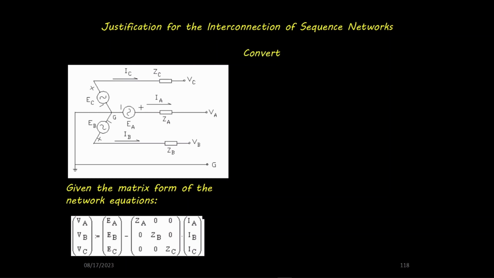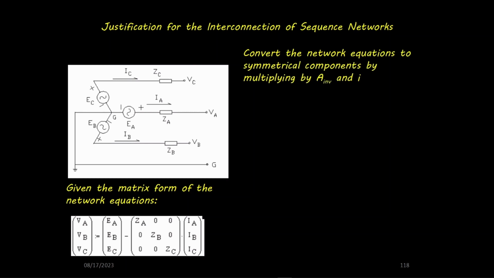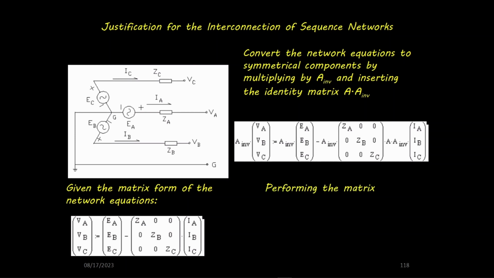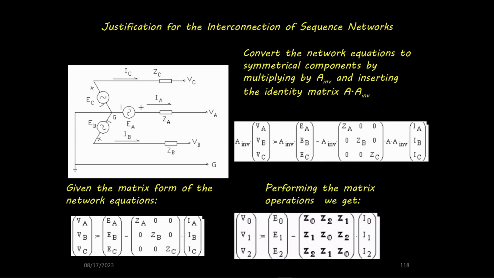We convert the network equations to symmetrical component equations by multiplying the network equation by A inverse and inserting the identity matrix A times A inverse between the impedance matrix and the current vector. Performing the matrix operations, we get the equation shown.